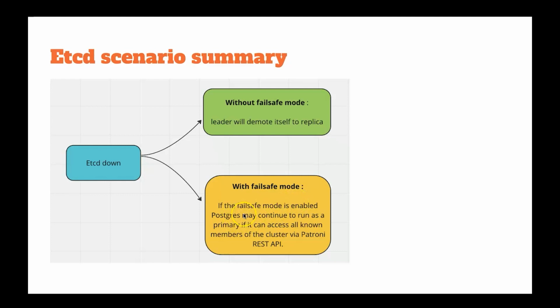So we have seen when the failsafe mode is enabled, Postgres continued to be leader, did not demote itself to be replica, like we have seen in this scenario. So if it can access all the known members of the cluster via Patroni REST API, it will continue to be leader. So in some cases, it will be different, but in this case, it continued to be leader because it was able to communicate with the rest of the members in the cluster.